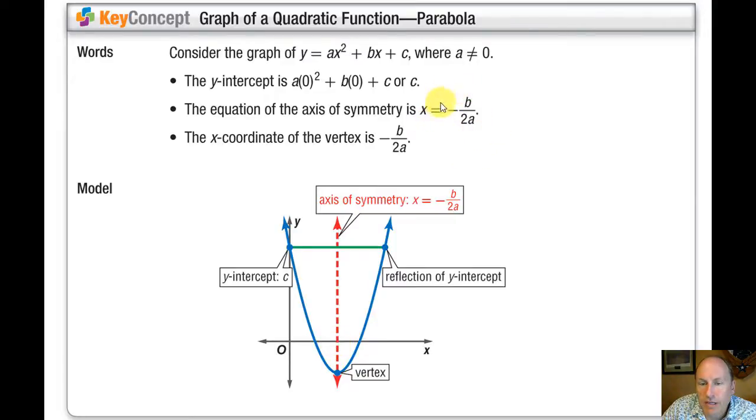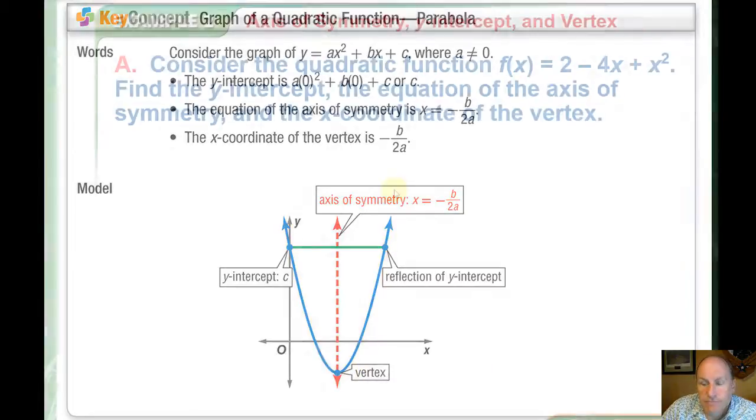So that happens to be the x-coordinate of the vertex as well, and the vertex is either the minimum for an upward facing parabola or a maximum for a downward facing parabola, but the x-coordinate of that vertex is negative b over 2a. You plug that into the function to find the y-coordinate if you need it.